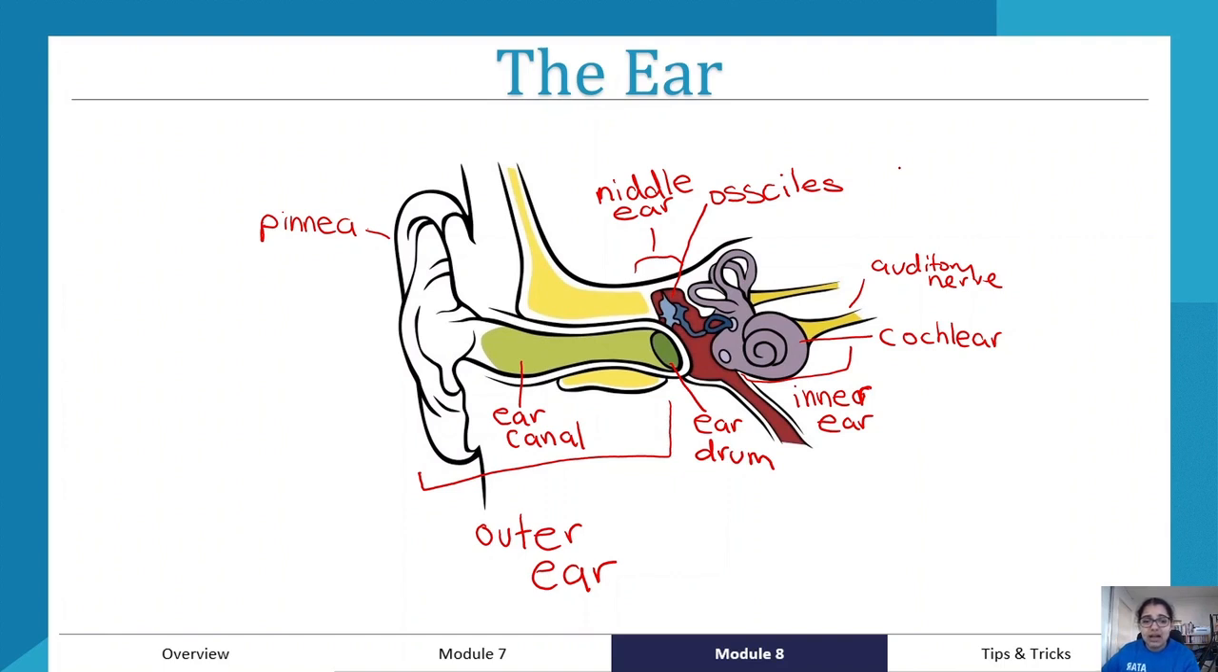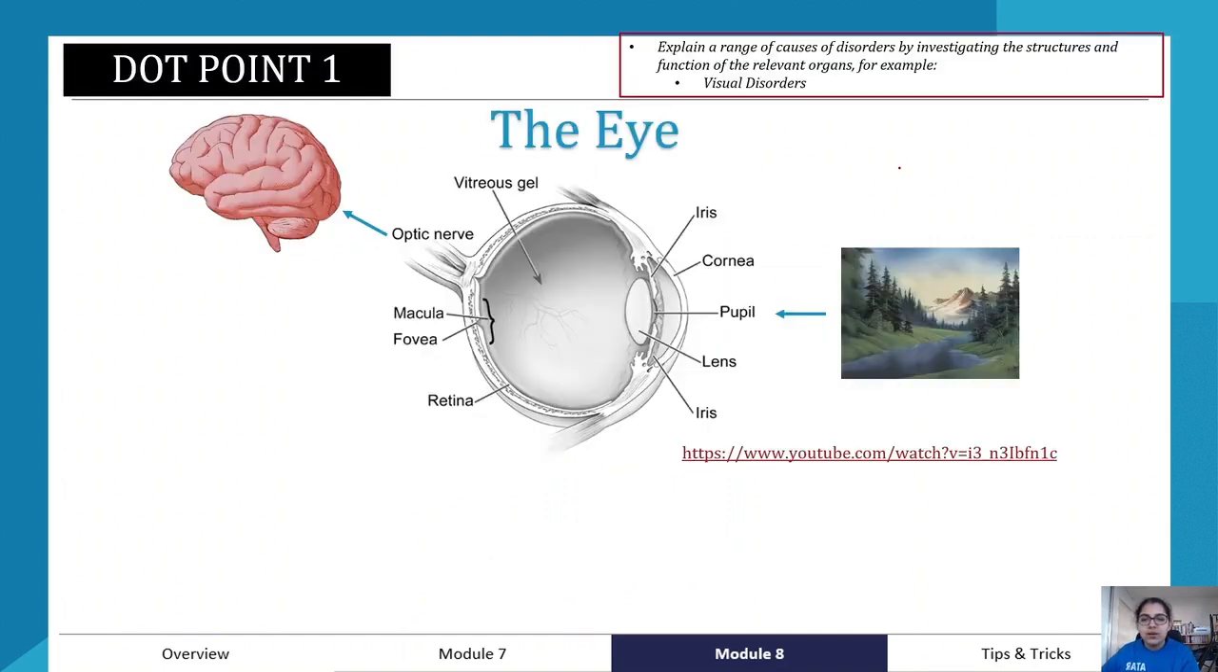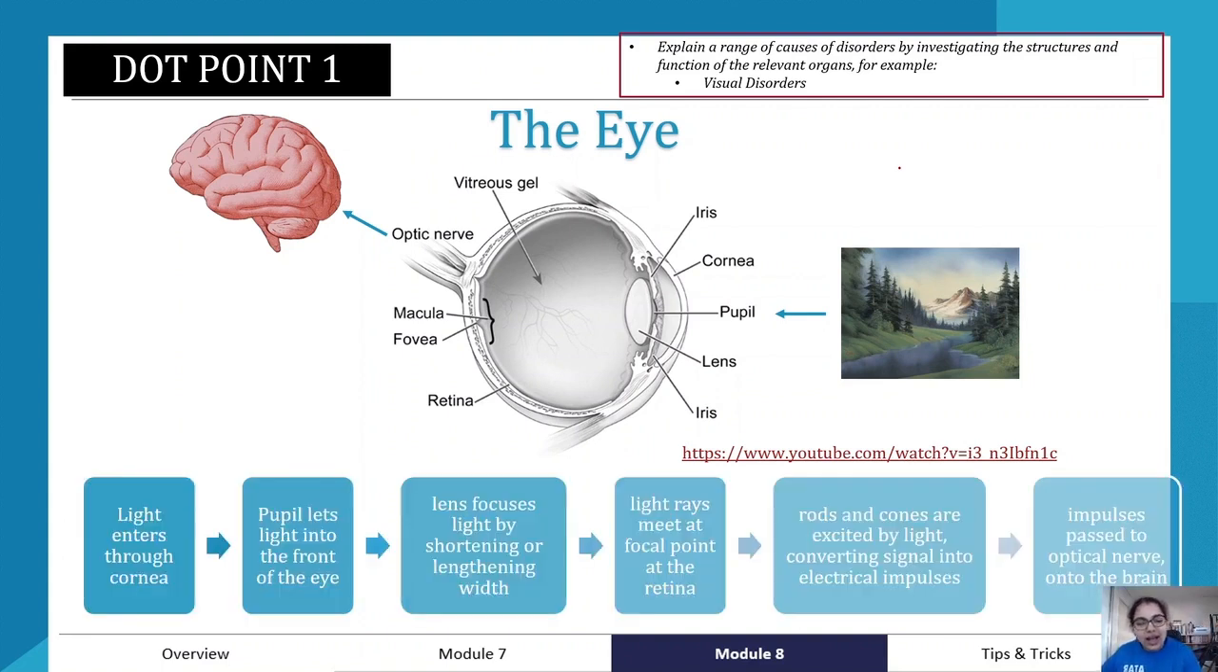Here is the structure that you need to know. So the eye, I would definitely recommend checking out that YouTube video, because YouTube videos make everything so much easier to visualize, because it actually shows you how light travels through. And obviously I can't do that with my hands. I can try, but it's just not as effective, so check that out.